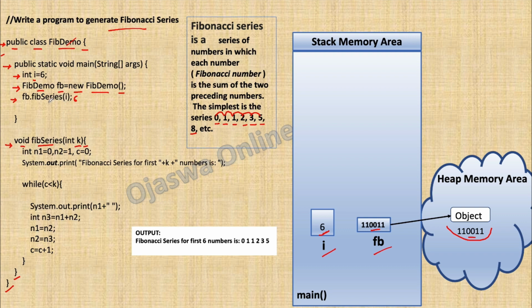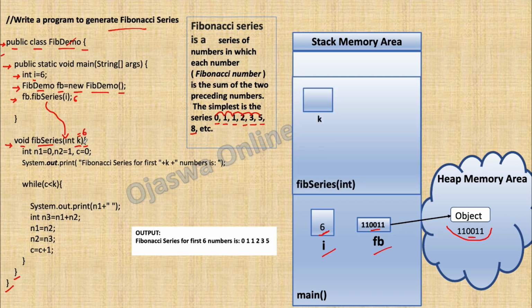So as soon as interpreter sees the method call, control of execution will go to the method definition and the value 6 passed is captured by variable k. Memory allocation will happen for variable k. Variable k belongs to method fibseries. Memory will be allocated for variable k on stack memory area inside the memory frame reserved for local variables of method fibseries. And the value passed, that is value 6, is stored in here. After the memory allocation happens for variable k, control of execution comes inside and the first statement is executed.